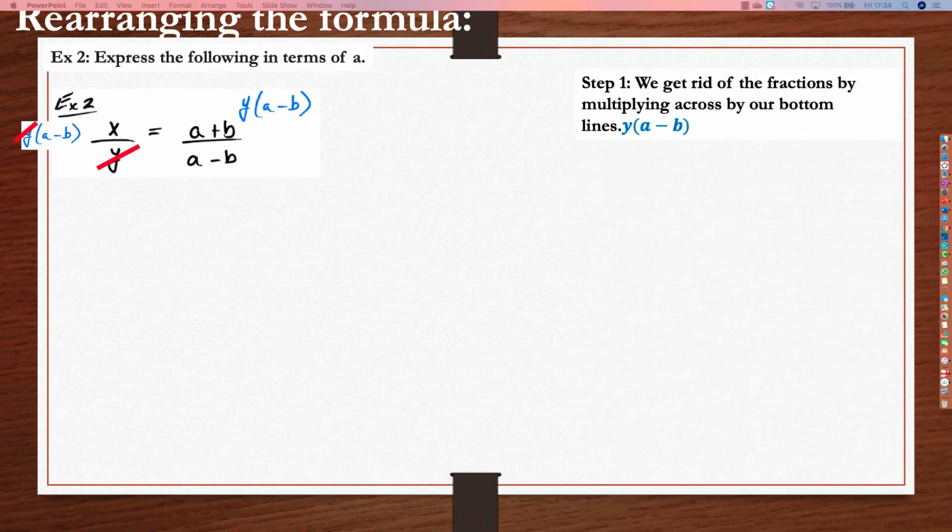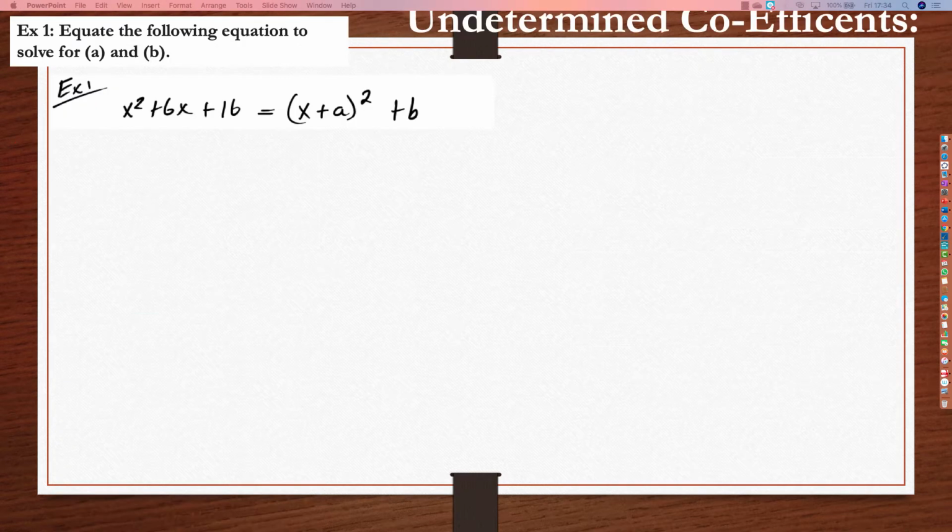We did rearranging the formula last week. Undetermined coefficients. Equate the following equation and solve for A and B. With undetermined coefficients, you generally have a quadratic or a cubic equation on the left-hand side, and another equation on the right-hand side. The first thing you do in this situation is multiply out your right-hand side. So off you go, multiply out the right-hand side for me and see what you get.